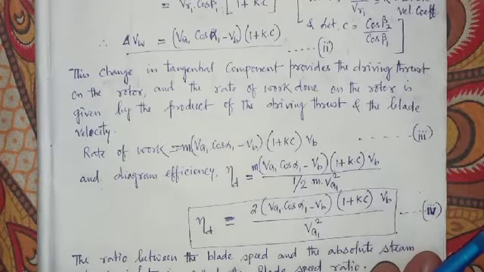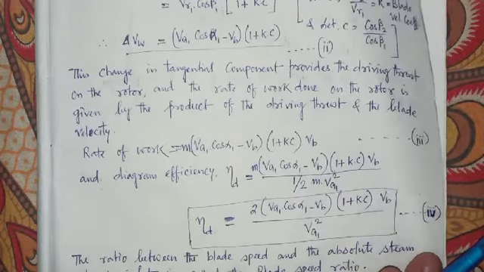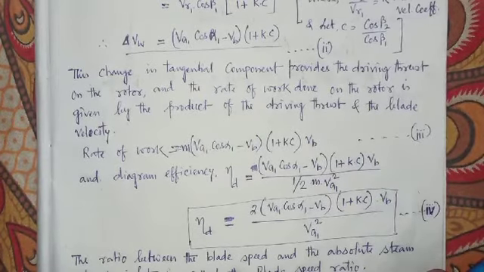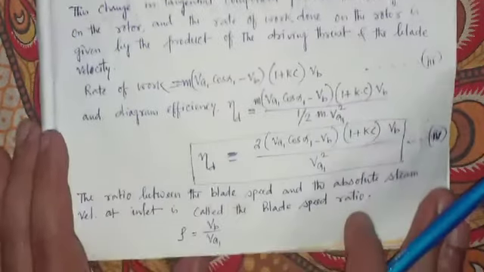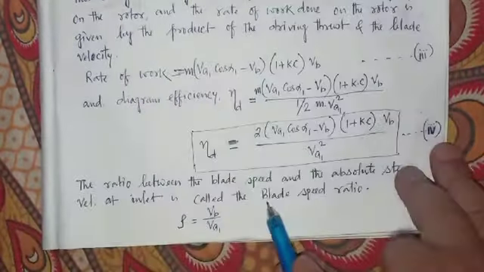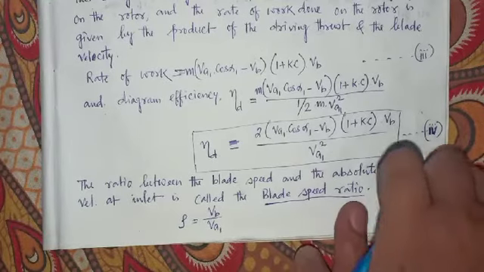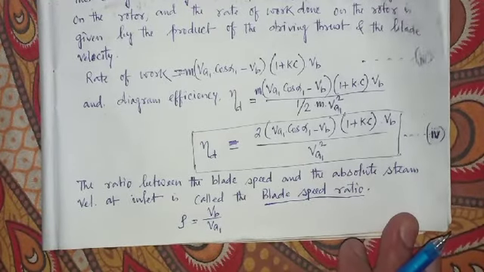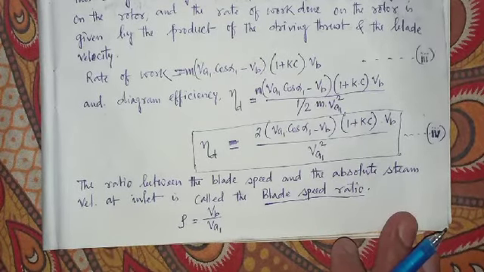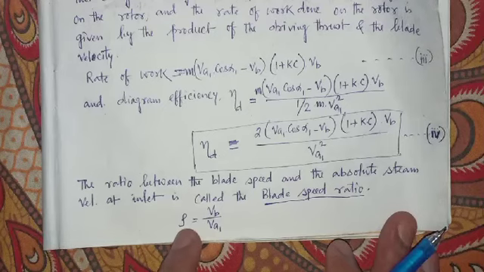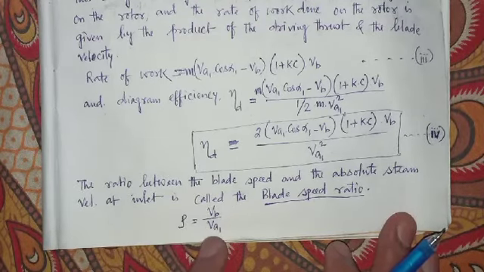Now the ratio between the blade speed and the absolute steam velocity at inlet is called the blade speed ratio. This is a very, very important factor, and it forms an important factor in steam turbine blading. This is symbolized by rho, so rho equals VB by VA1.